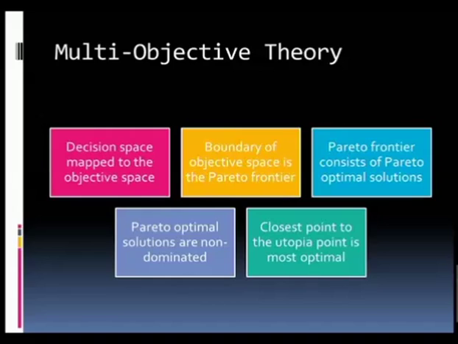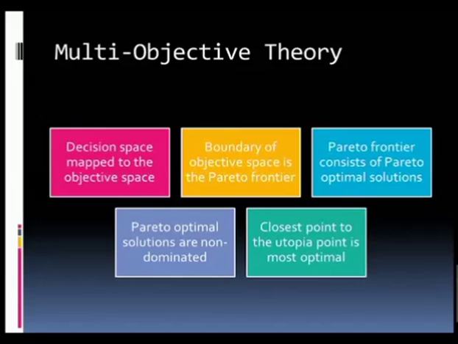And every point on the Pareto frontier is either an optimal solution or a weakly optimal solution. So an optimal solution cannot be improved without deteriorating one of the other objective function values. A weakly optimal solution also exists on the frontier, but you can actually find other points on the frontier which actually do better. So the Pareto optimal solutions are non-dominated because you cannot find another solution which is better in all of the objectives.